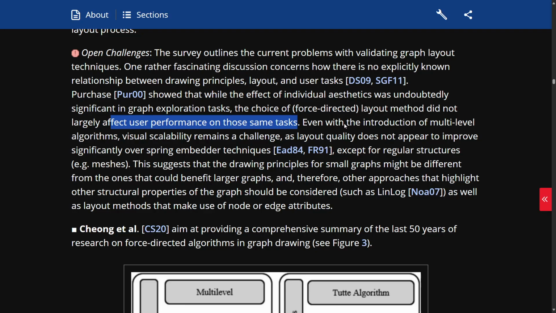Even with the introduction of multi-level algorithms, visual scalability remains a challenge, as layout quality does not appear to improve significantly over Spring Embedder techniques, EAD 84, FR 91, except for regular structures, for example meshes. This suggests that the drawing principles for small graphs might be different from the ones that could benefit larger graphs, and, therefore, other approaches that highlight other structural properties of the graph should be considered, such as lin-log, NOAA07, as well as layout methods that make use of node or edge attributes.